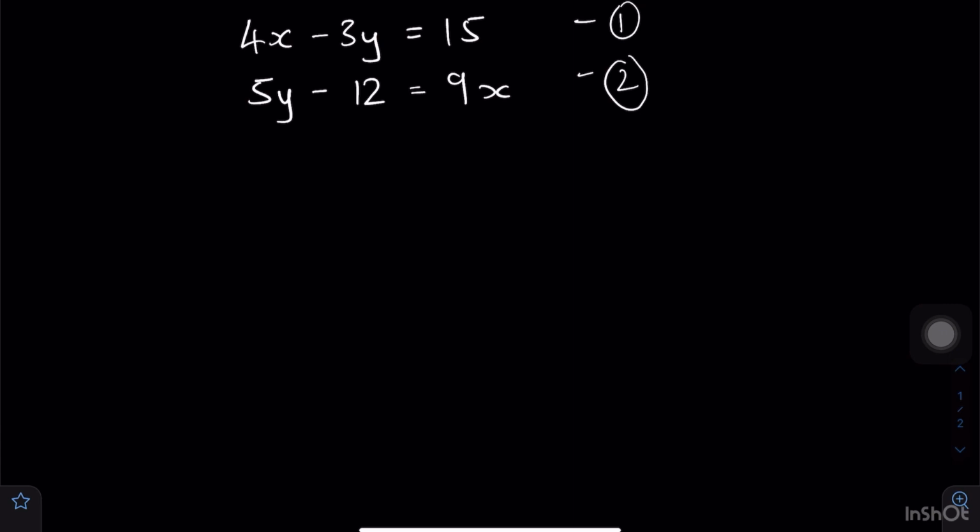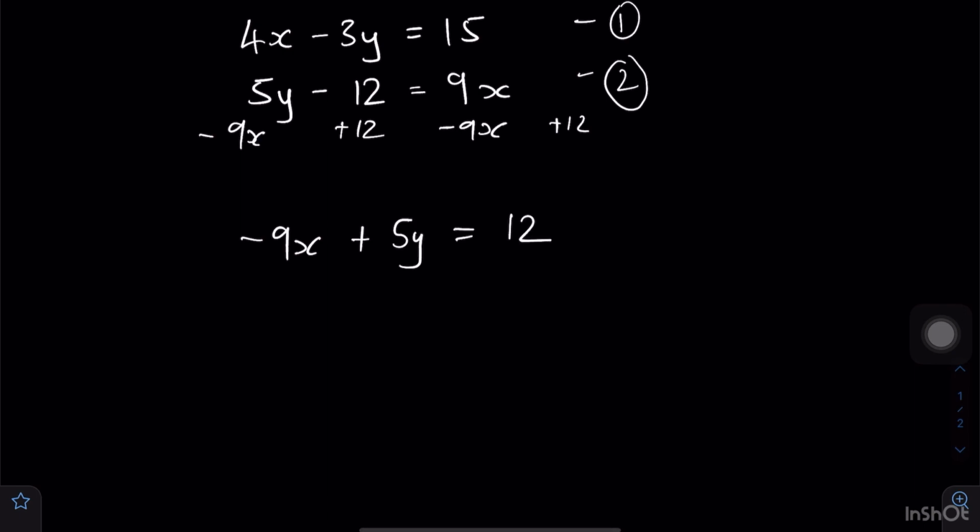So how do we get started? We need to rearrange equation 2. I'll start by subtracting 9x on both sides and adding 12 on both sides. This will move the constant to the right hand side and move 9x onto the left hand side. So we have minus 9x plus 5y is equal to 12. Notice how I've put minus 9x as the first term. This is simply because it is in the same position as 4x in equation 1, and I want to keep it simple so that I can compare both equations when I need to match the coefficients. So this is still equation 2.